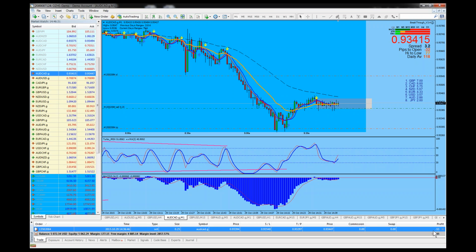Now, why does this not look right? If this is -5 plus the spread, that should be about 10 pips. Yeah, that's right. Yeah, I didn't like this stop loss anyway, but we'll see.